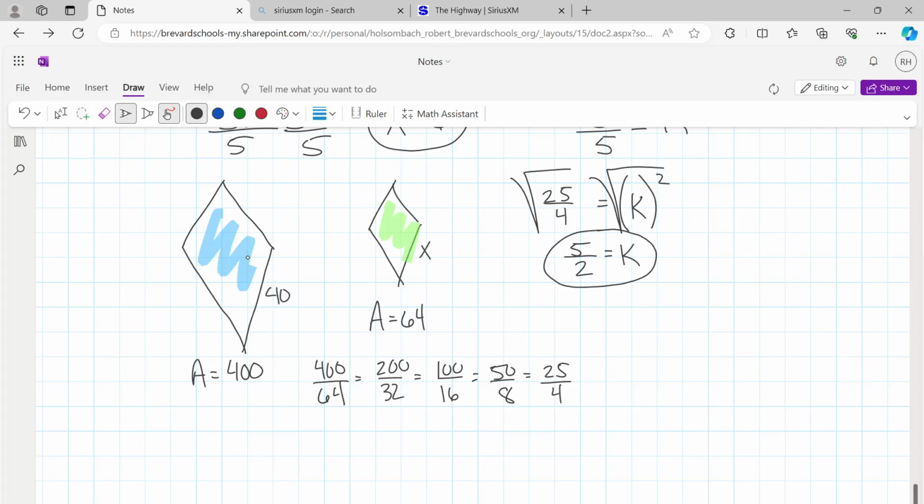So now we're going to go blue over green. 40 over x is equal to 5 over 2. Crisscross multiply, so 5 times x is 5x. 40 times 2 is 80. Divide both sides by 5. And our x is equal to 16.